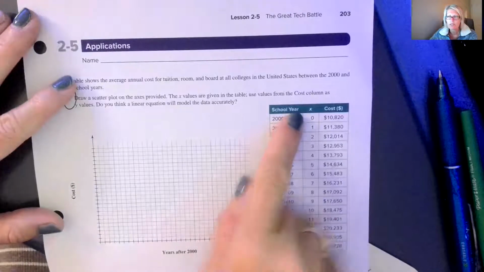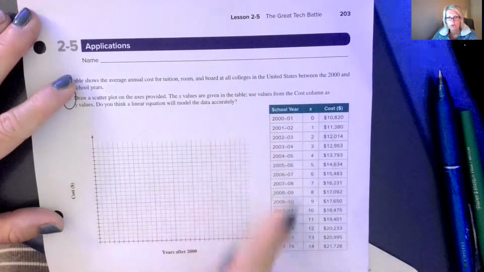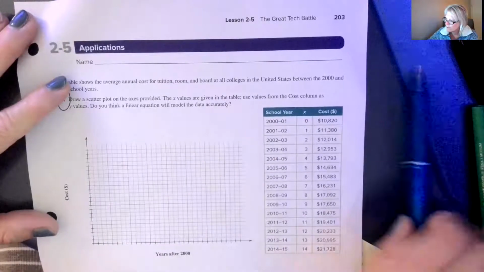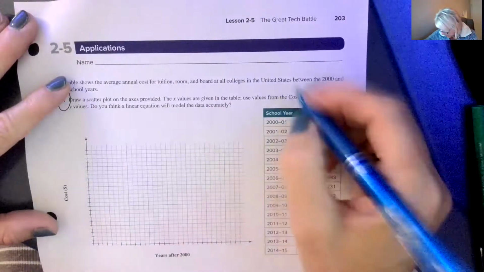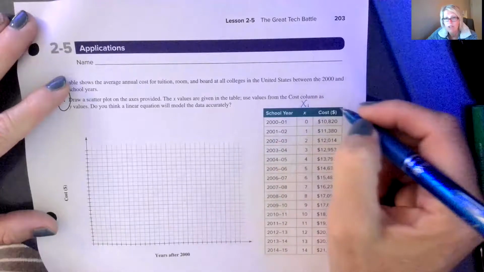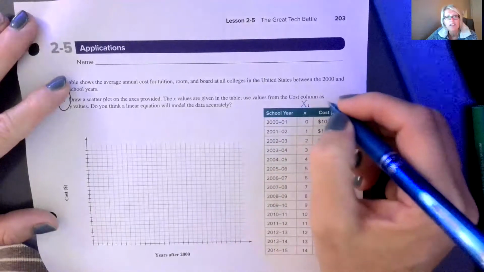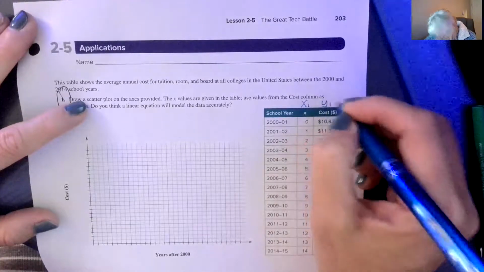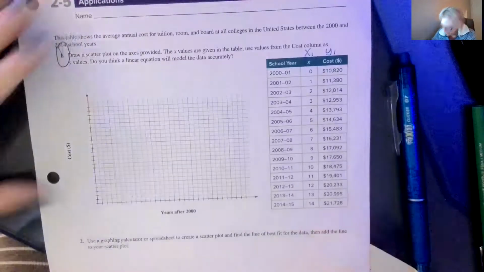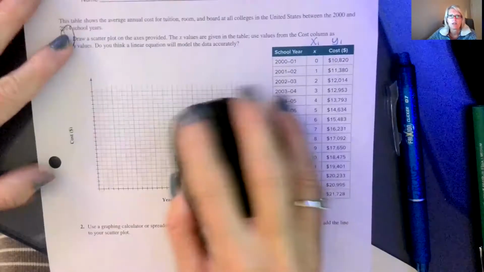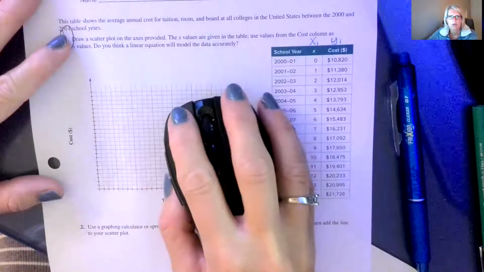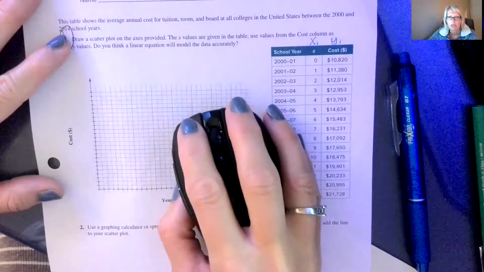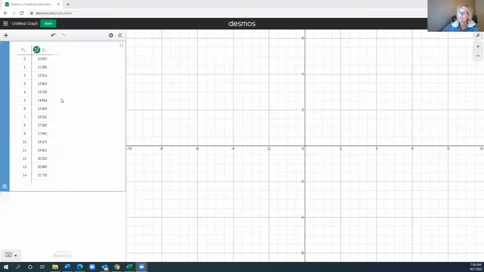So I've entered in Desmos, and you should too, 0 through 14. So in Desmos, this is going to be our X1. And then the cost to go to college, and this is an average cost for the year, is going to be Y1. So go ahead and get those entered, and then let's look at the scatter plot. Go to my Desmos to share that with you all. And I've entered mine here in Desmos. Hopefully all my data is correct.